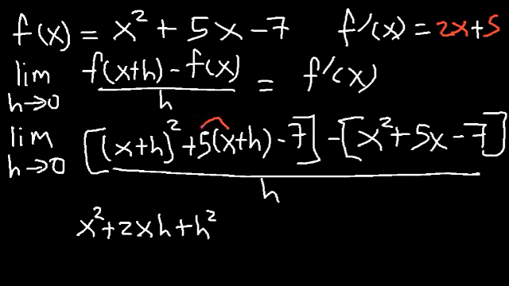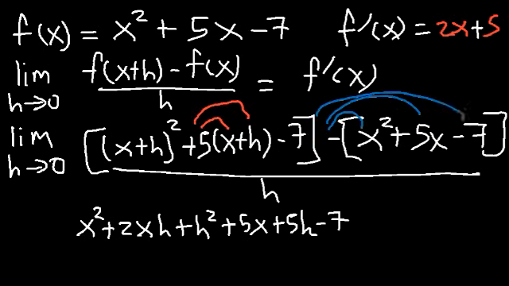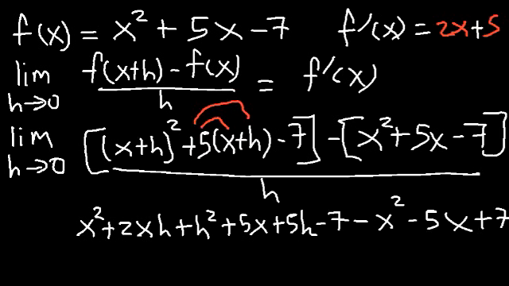Now let's distribute the 5. So it's going to be 5x plus 5h. Let's not forget the negative 7. And let's distribute the negative sign to every term that we see here. So it's going to be negative x squared minus 5x plus 7, divided by h.